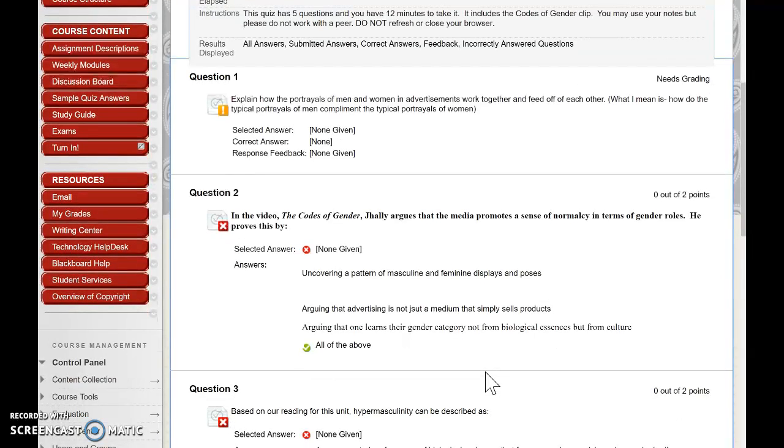In the video Codes of Gender, Jolly argues that the media promotes a sense of normalcy in terms of gender roles. He proves this by arguing it's all of the above: that there is a pattern of masculine and feminine displays and those patterns become normalized, that advertising is not just a medium, it doesn't just sell products, it also sells a lifestyle and a value system. Also, he says that people act out their gender category not because there's something essential in us that we're born with, but because we see particular messaging again and again in culture, and that is reinforced to us, and so then we start to mimic it.